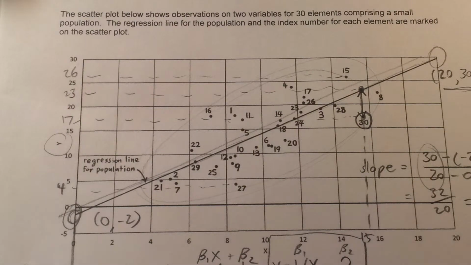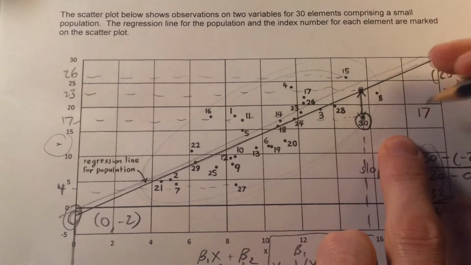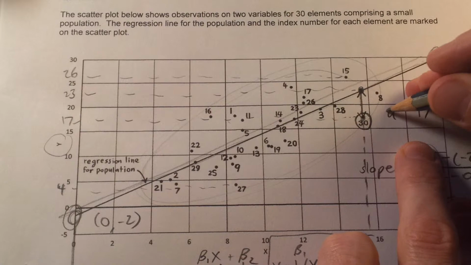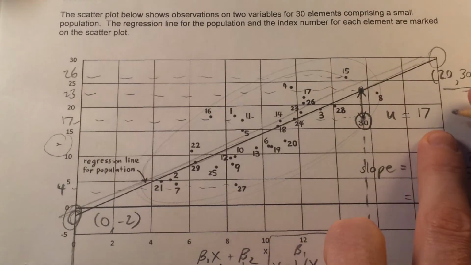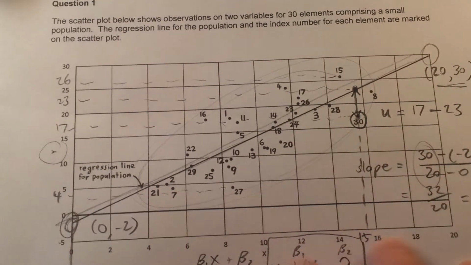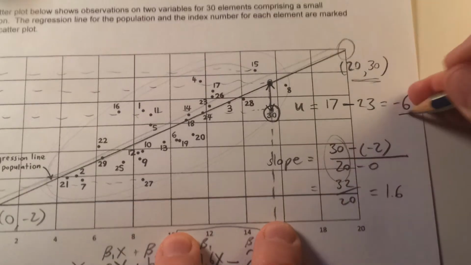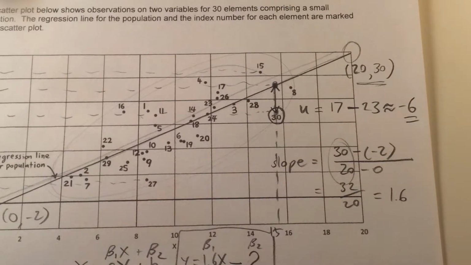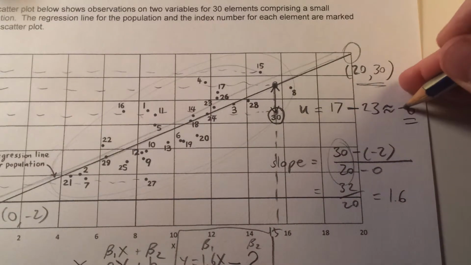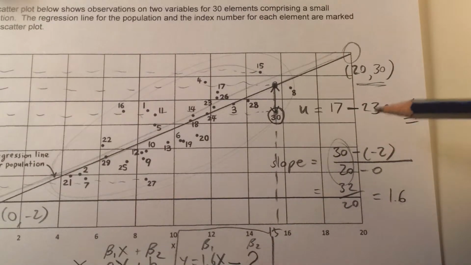Well, I'll just write it here. It's, in fact, the order is the actual y value, so 17, this is u, is equal to 17 minus the expected value of y given x, which is 23. So it is negative 6, approximately. And note, it's got to be negative. It's negative because the actual value is less than the estimated value.